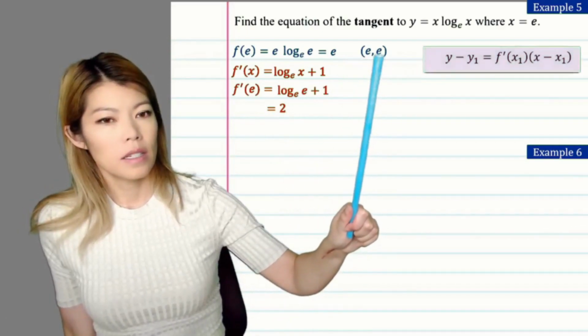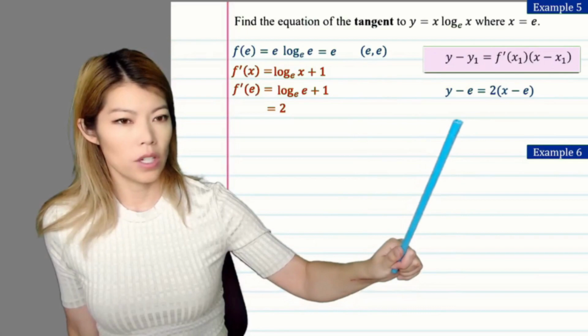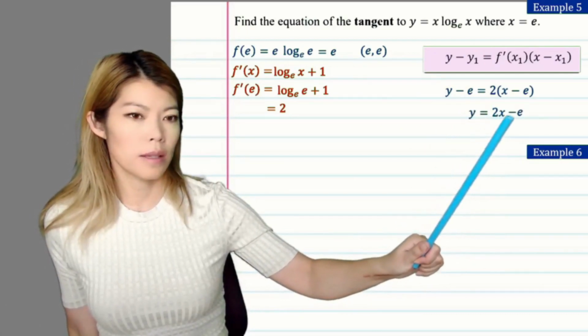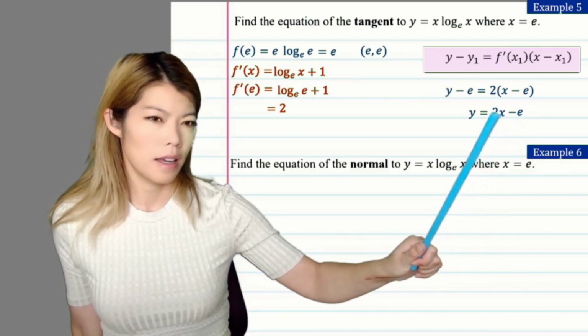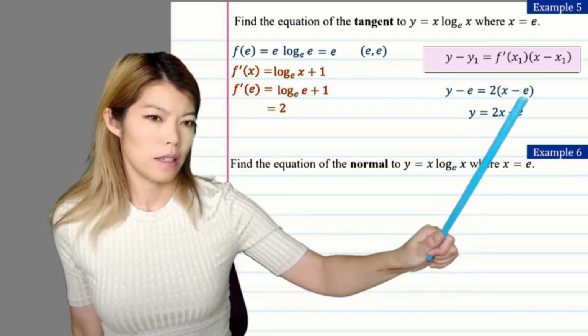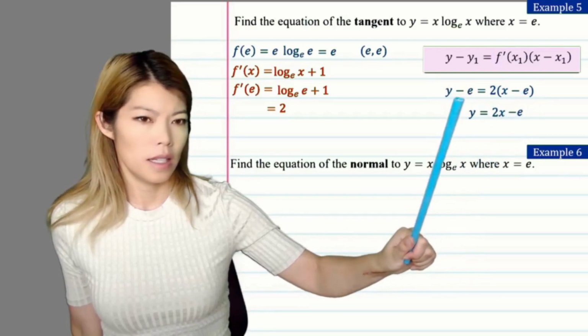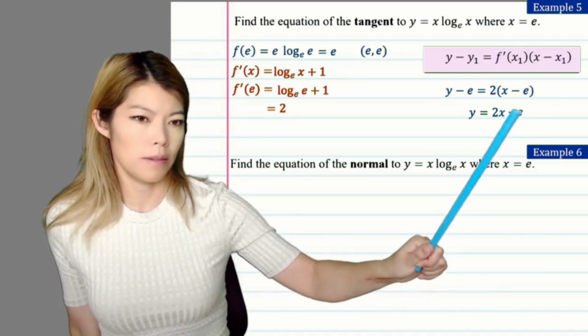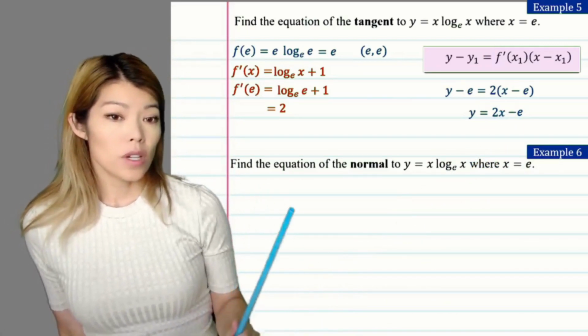So we have the gradient, we have a point, put into the equation, and then simplify to obtain y equals 2x minus e. 2 times minus e is minus 2e, then bring the e over the other side, we have plus e, so minus 2e plus e becomes minus e. Okay, find the equation of the normal.